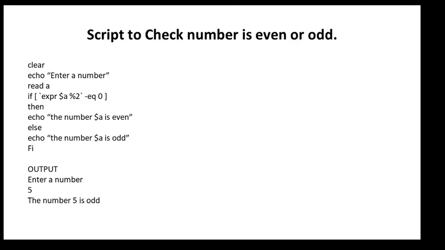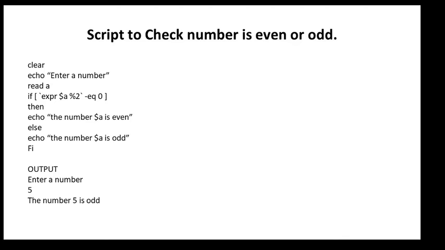Next one, script to check whether the number is even or odd. Enter a number, read A. How can we check whether the number is even or not? When the number modulo 2 is equal to 0, when the number is divisible by 2, then the number is even. If it is not divisible by 2, or if the modulo of the number is not equal to 0, then we can tell that the number is odd.